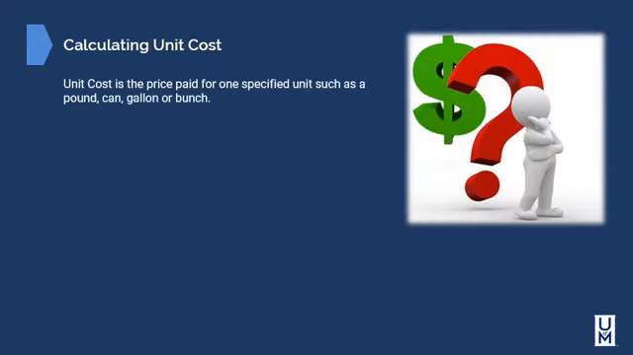Now let's talk about unit cost. We're talking about the price you pay for one specified unit, such as a pound, a can, a gallon, a bunch, an each. All of these are units of measure in that.